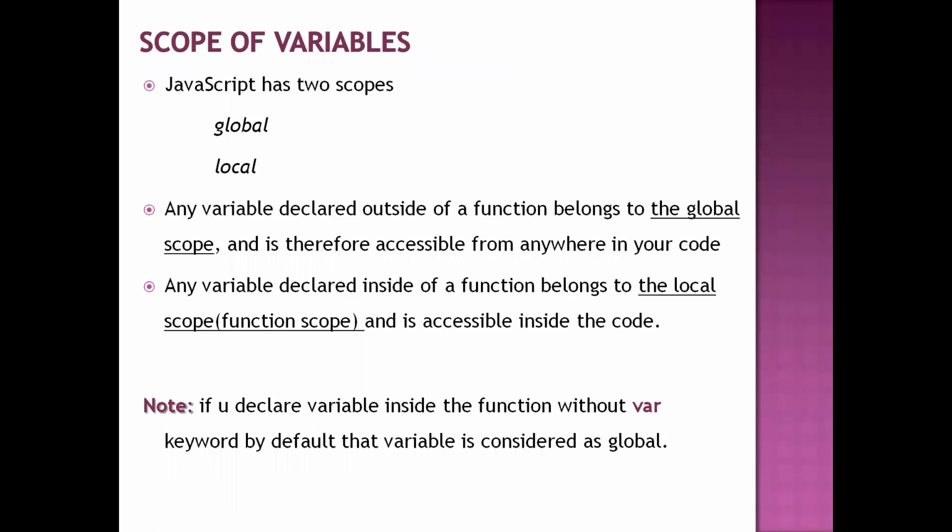And one more important point you have to remember for scopes of the variable is that you should declare all variables with the keyword var. Suppose you declare a variable inside the function without the var keyword, then by default that variable will be considered global. If you declare a variable inside the function with the var keyword, then those variables are called local variables. So these are a few basics of the programming language.